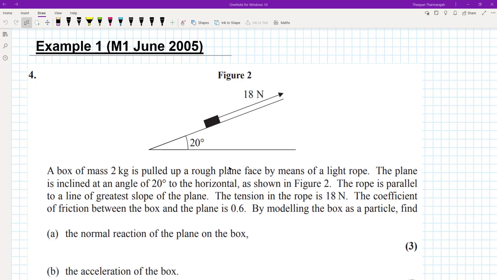In this video, we're going to look at resolving forces on inclined planes. So let's take a past exam question. A box of mass 2 kg is pulled up a rough plane face by means of a light rope.